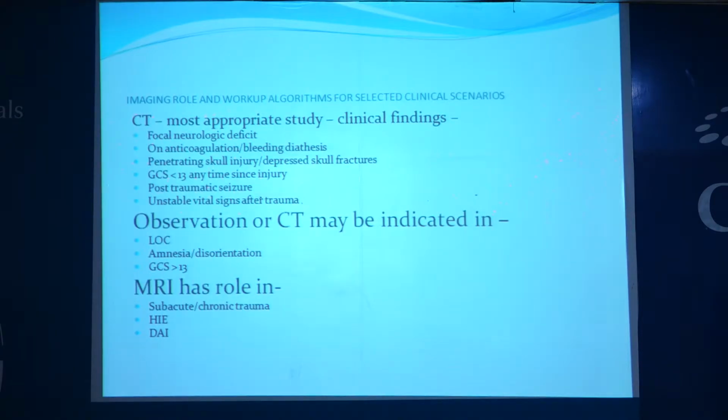Patient can be put in observation and later CT can be ordered in cases like short-term LOC or amnesia, disorientations or a GCS more than 13. And MR has a role in follow-up cases of trauma like a subacute or chronic trauma to determine the prognosis, or hypoxic ischemic encephalopathy or diffuse axonal injury, because diffuse axonal injury sometimes cannot be picked on CT in hyperacute cases.